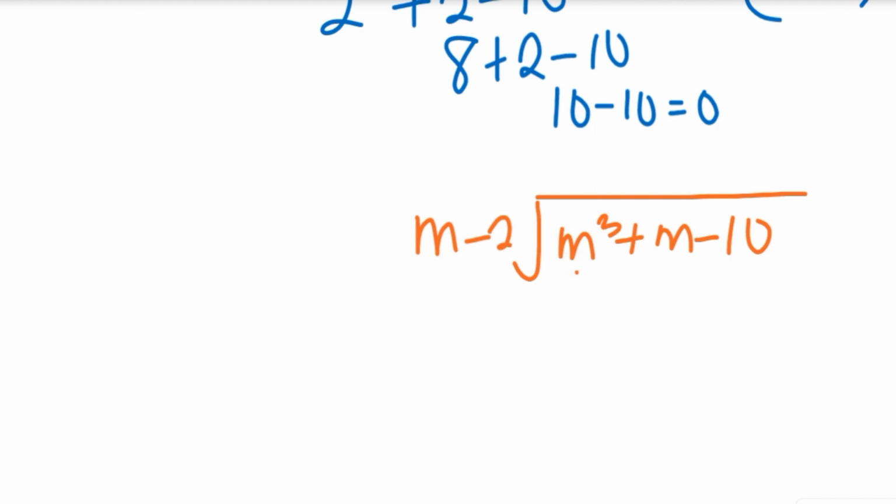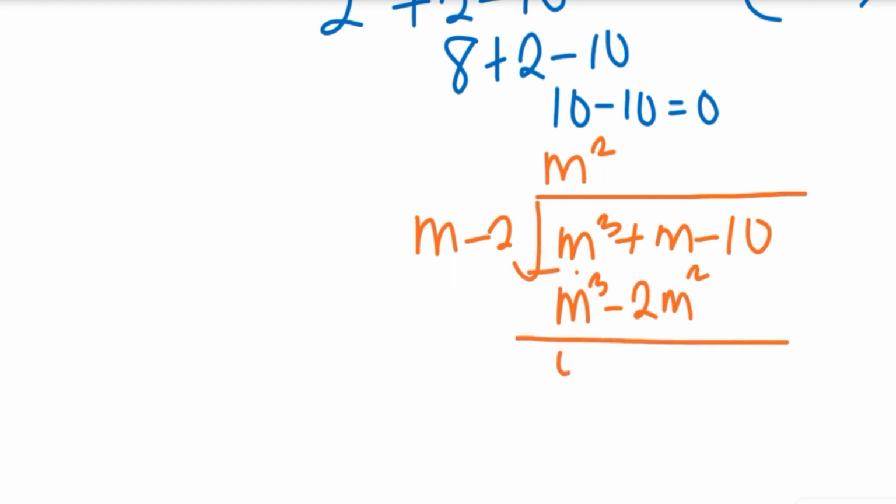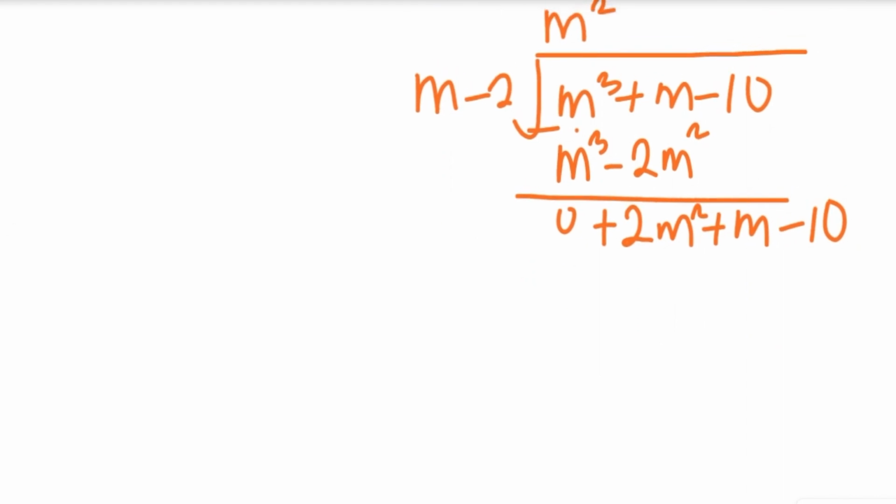M to the power of 3 divided by m will give us m squared. So m squared times m will give us m to the power of 3, and m squared times minus 2 will give us minus 2m squared. When we subtract this, we are going to have this give us 0, and then this will come down here, minus times minus will give us plus 2m squared, and then we'll have plus m and then minus 10. So we'll go again with the division.